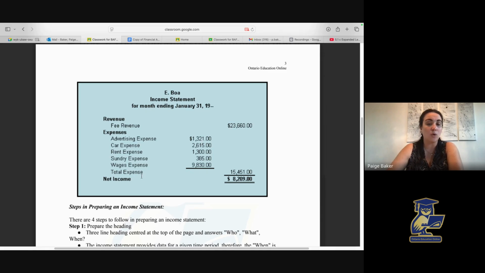Then we have total expenses, and our total expenses is also going to go in the second column here under the revenue. Okay. And once we have that total, we can take our total revenue and subtract our total expenses to find if we have a net income or a net loss. In this case, because our revenue is greater than our expenses, which is a positive thing, we have a net income. And as you can see, our net income is going to have a dollar sign and a double underline, just like with the balance sheet.